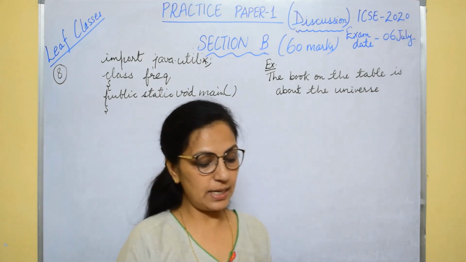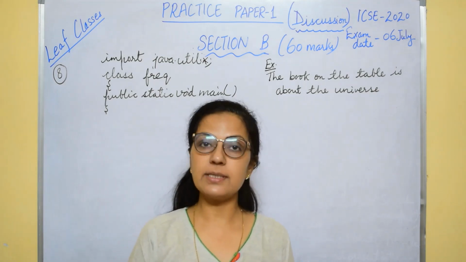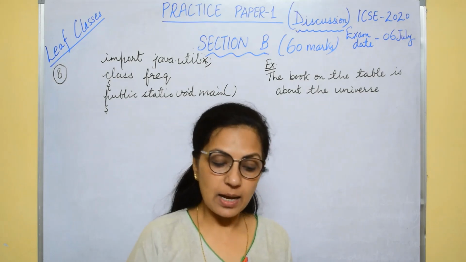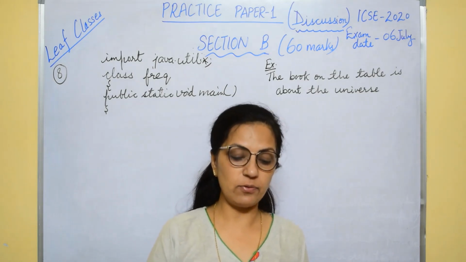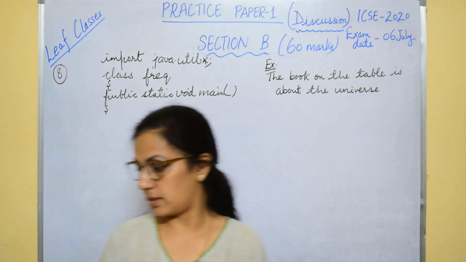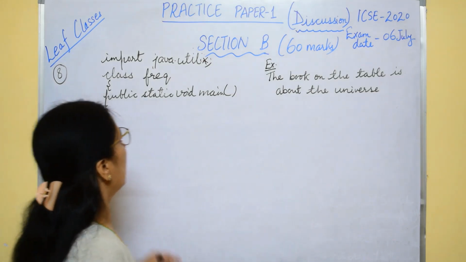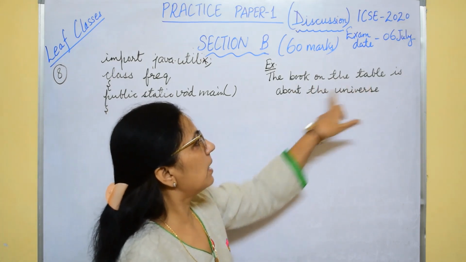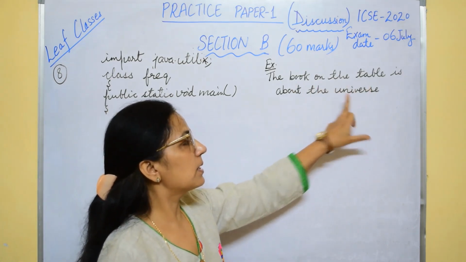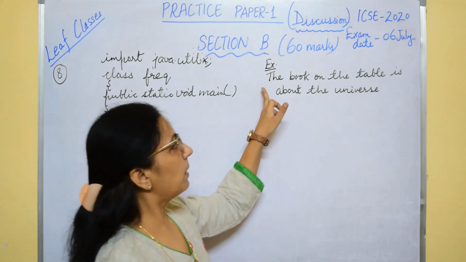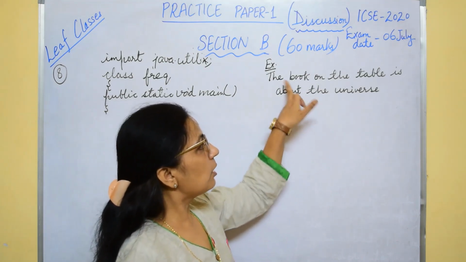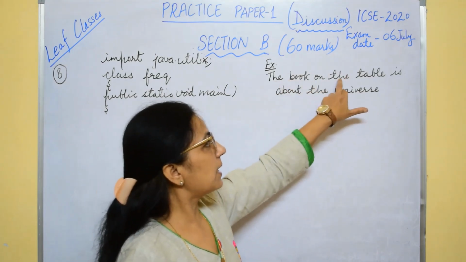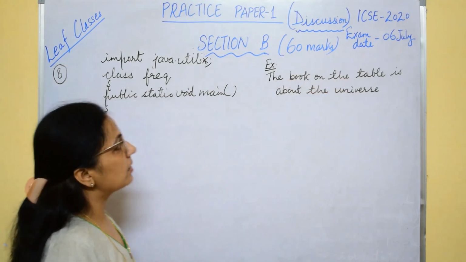Question number 8 says, write a program to input a sentence and convert it to lowercase. Count and display the frequency of the word the in it. Right? So, I have taken one example here. The book on the table is about the universe. So, the output of this should be the frequency of the word the is 3. The. So, let's start the program.